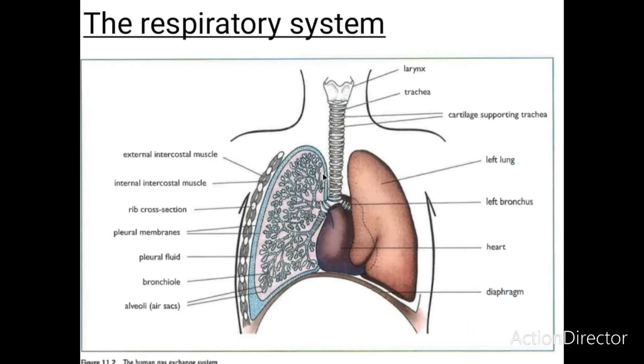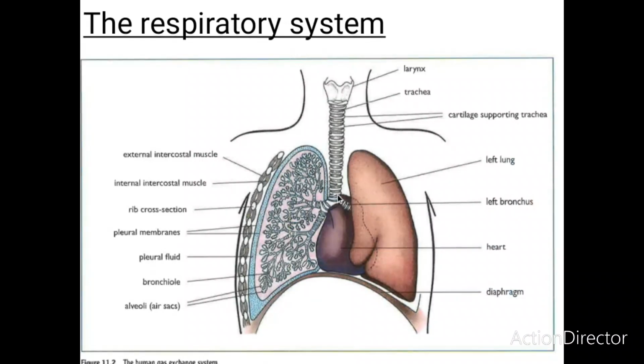This diagram shows us the structure of the human respiratory system. So we can see the larynx. The larynx is also known as the voice box, and just below the larynx we can see the trachea. The trachea is surrounded by rings of cartilage, and these rings of cartilage support the trachea. They help to keep the trachea open. So the trachea divides into two branches which are known as bronchi. So it divides into the left bronchus and the right bronchus.